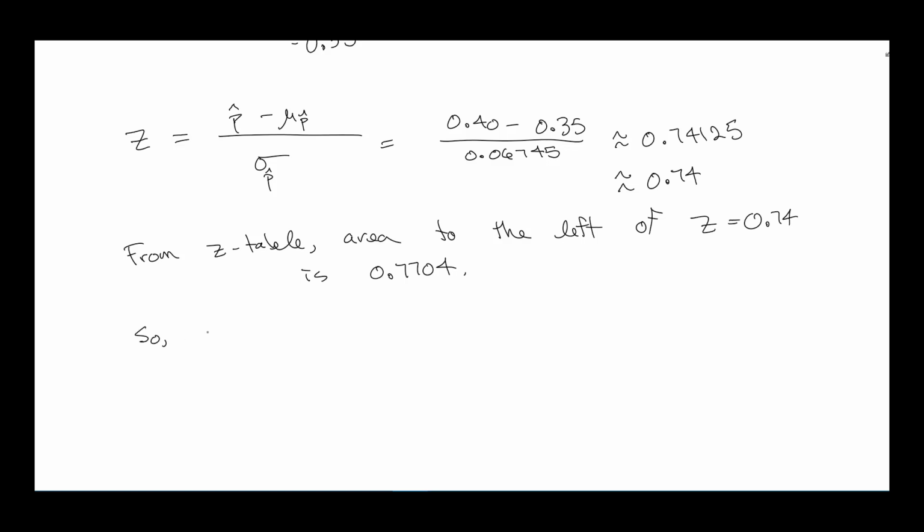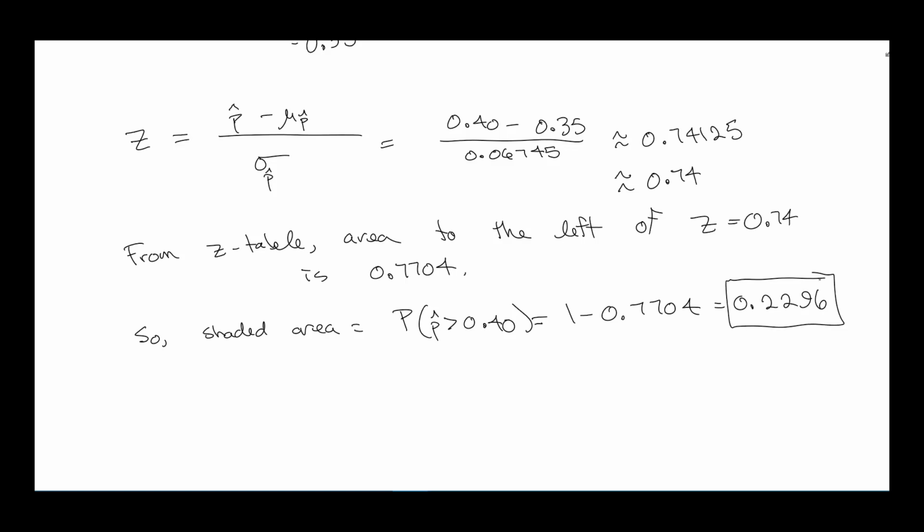So the shaded area, which is going to be the probability that the p-hat in our sample is bigger than 0.4, is going to be 1 minus that 0.7704, and so it's going to be 0.2296. That is the probability that I want. And so that means there's about a 0.23 probability that my sample proportion will be at least 0.4.